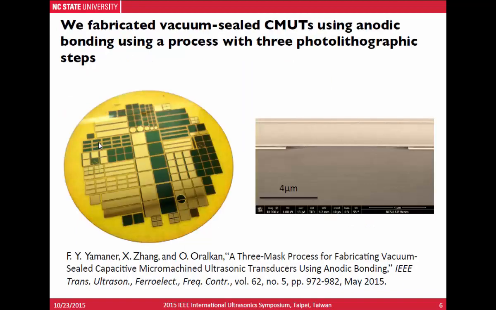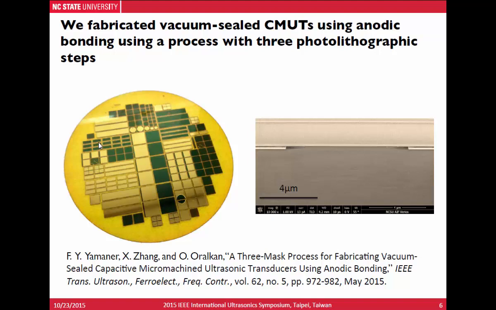So we have recently reported a 3-mask process to fabricate vacuum-sealed CMUTs using anodic bonding. This process has a really simple process flow and can reduce the parasitics by using a glass substrate and metal bottom electrodes, which is very critical for high-frequency applications.